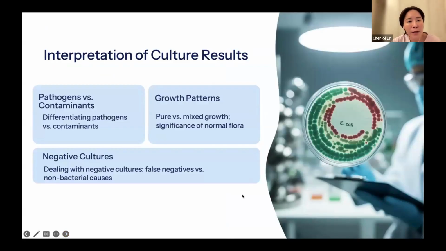So then we move on to the culture result interpretation. Once we have culture results, the next step is interpretation, and this is not always straightforward. First, we need to think about pathogens versus contaminants. We've mentioned that some contamination could occur during sampling, right? Not every bacteria that grows in culture is actually causing disease. For example, in ear swabs or skin samples, we may recover commensal or so-called normal flora, or environmental contaminants.